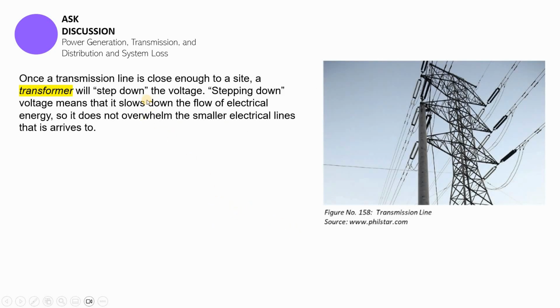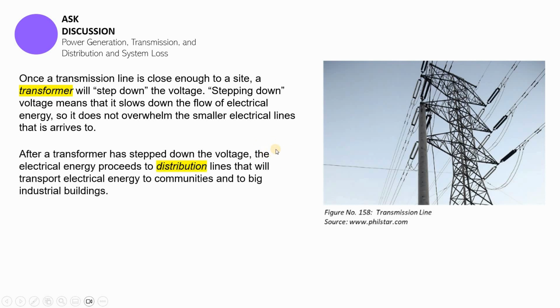Now, once transmission lines are, say, close enough to a site, the transformer now will be stepping down the voltage. So by saying stepping down, pinapahina lang niya ng konti yung flow of electricity, so it does not overwhelm the smaller electrical lines, yung mas maninipis na mga electrical lines na kumbaga pupuntahan niya. So parang from a bigger, stronger electrical line, it will now be going kasi sa mga smaller communities which have smaller and thinner electrical lines. So that those won't explode, kailangan ma-step down yung electricity.